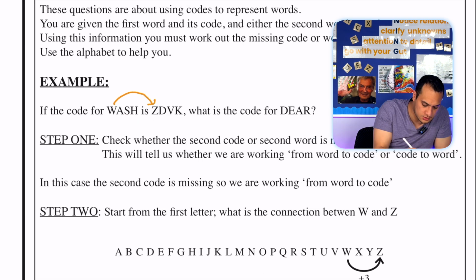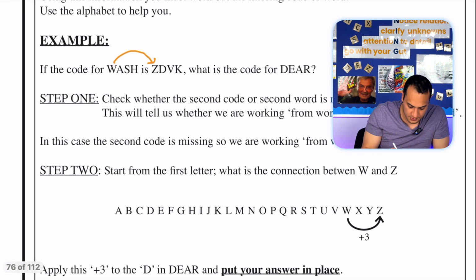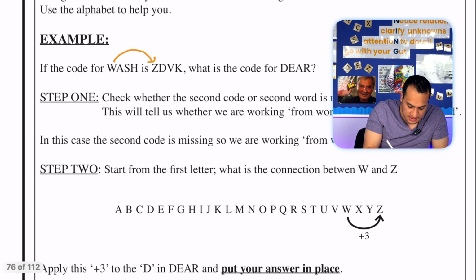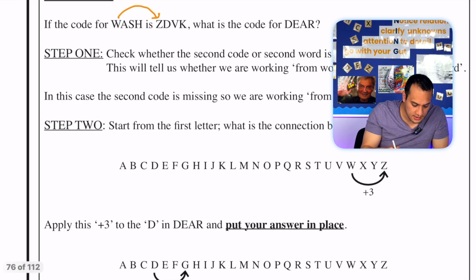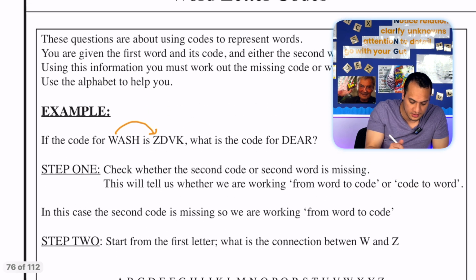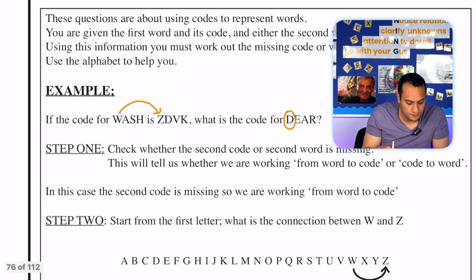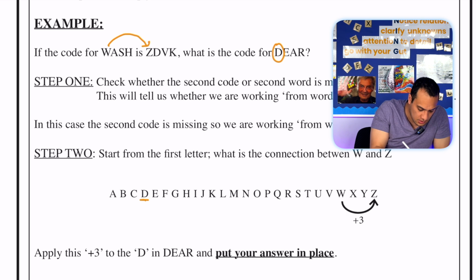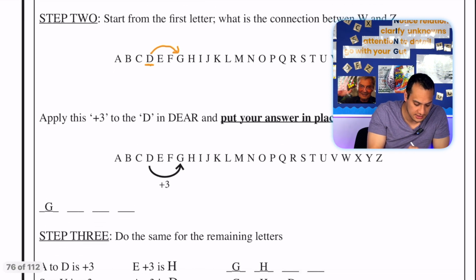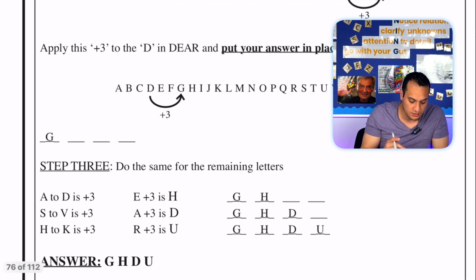So W to Z. As you can see, from W to Z, we've got to move forward in the alphabet 3 letters. Now, what we need to do to find this code is, because we know that the first letter is a D, we need to apply that same shift. So from D, if we count forward 3, we get to G. So G is our first letter. And then we've got to do it for the remaining letters. So let's have a look.